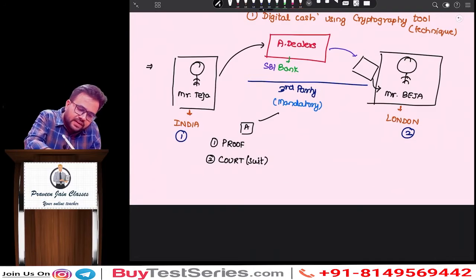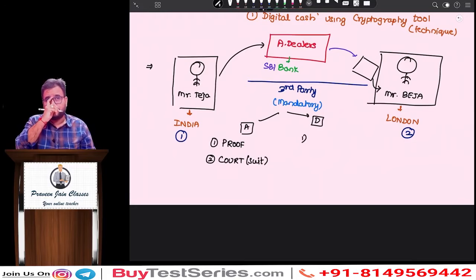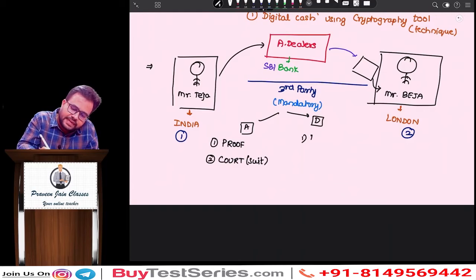Sir, but there is also a disadvantage in this, sir. What could be the disadvantage, sir? First, do you think this transfer will happen within a span of a moment? Answer is maybe not, because of wire transfer. This is called wire transfer. It may take 1 day or more than 1 day also. So can I say delay in payment?